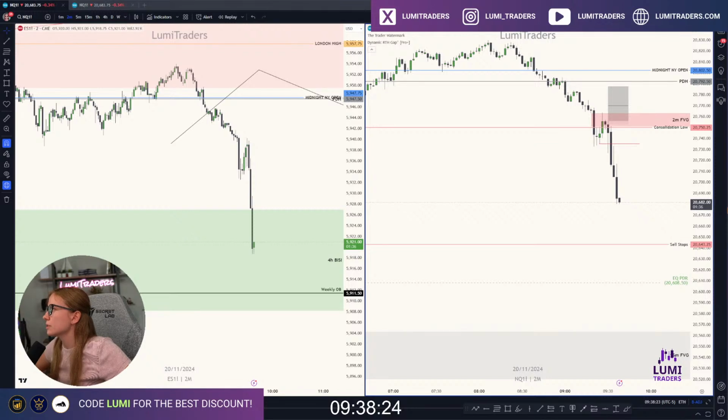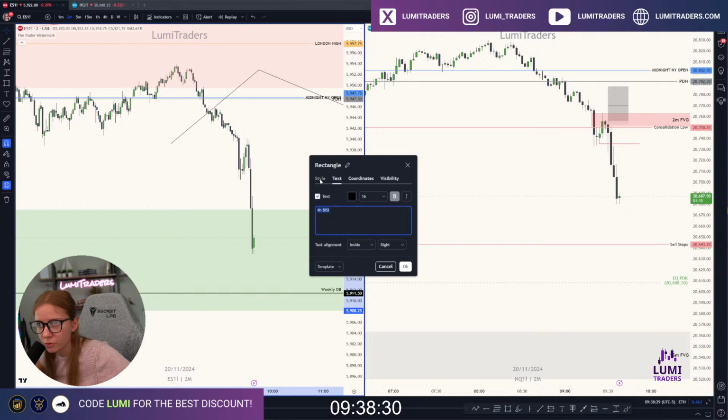Here's my 1 hour chart. Oh yeah, I can see that. We entered 1 hour breaking block, exactly. So almost 50% of this 4 hour fair value gap.